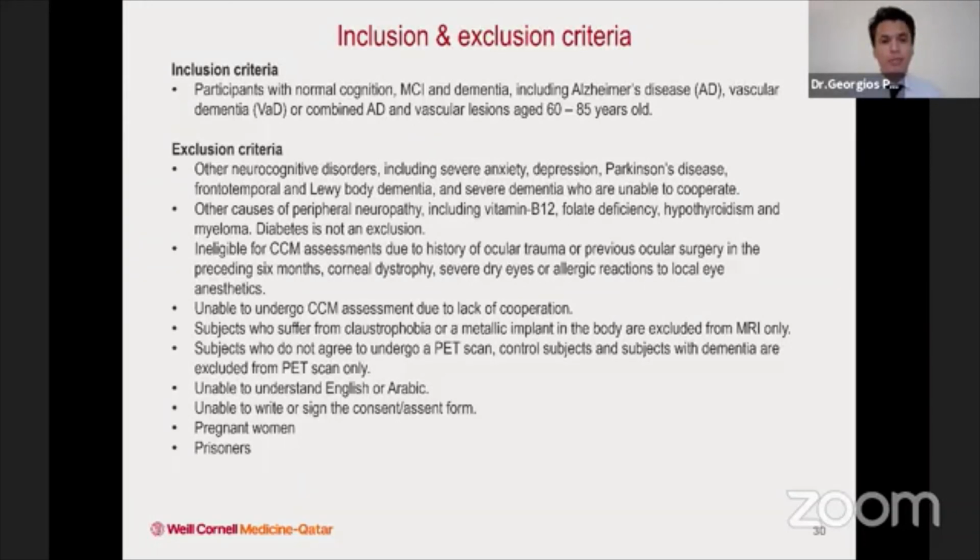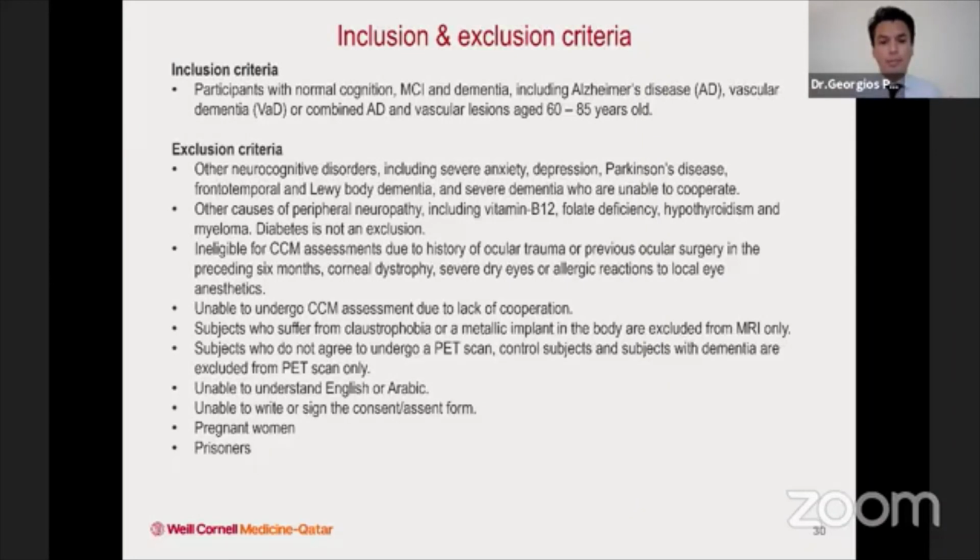And for exclusion criteria, we take into account all the neurodegenerative neurological disorders. Because we're doing the eye test, we take into account people who may have LASIK or anything that may affect the nerves, cataract surgery, and we exclude them. People who have severe dry eyes that may affect the nerves, we also exclude them.